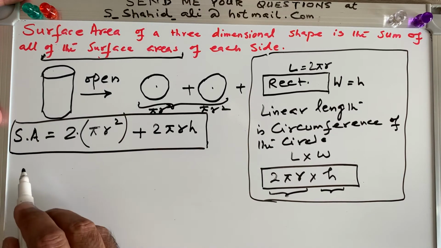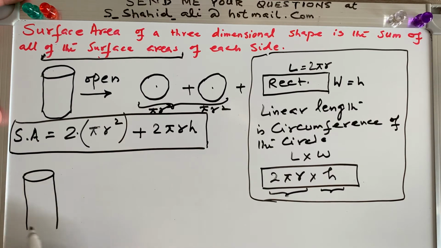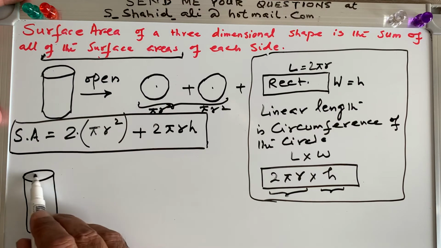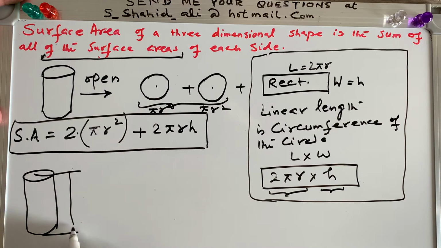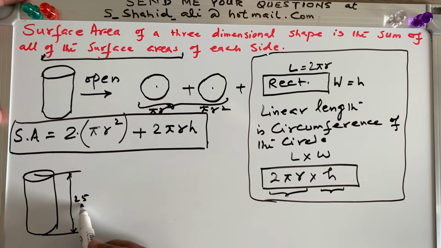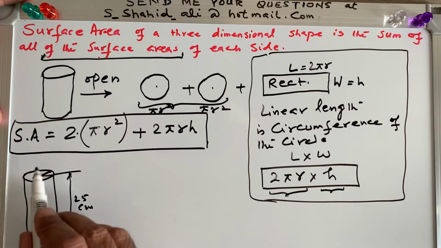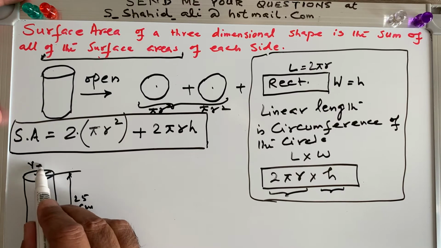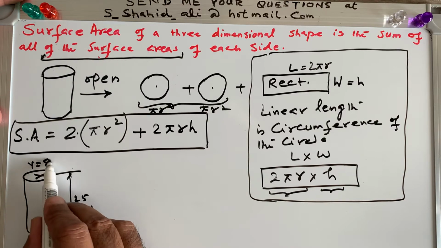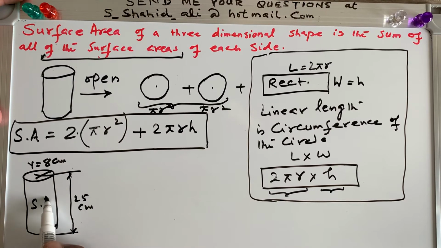Let's take an example. We have a cylinder, and its height is given as 25 centimeters, let's say, and its radius is also given, r is equal to 8 centimeters. What we need to find out is the surface area of this cylinder. What is the surface area equal to?